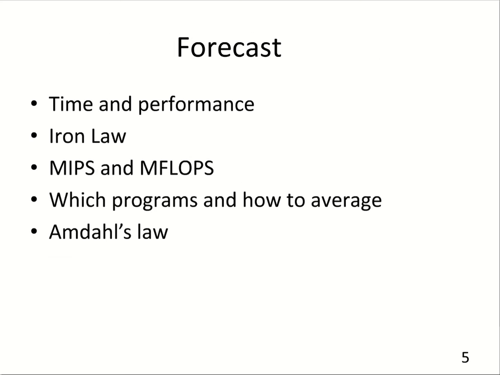course. So looking ahead to where this lecture is going, we are going to talk briefly about time and performance and how those relate to computer systems performance. We'll introduce the iron law of computer performance. We'll talk about some metrics that are commonly used, like MIPS and megaflops. We'll talk a little bit about which kinds of programs we want to measure and how to average them if we're trying to understand the performance of a collection of programs instead of just a single program. And finally, we'll introduce Amdahl's law, which is an important analytical tool that we can use to understand a computer system's performance and behavior.